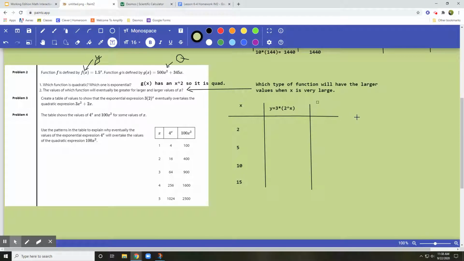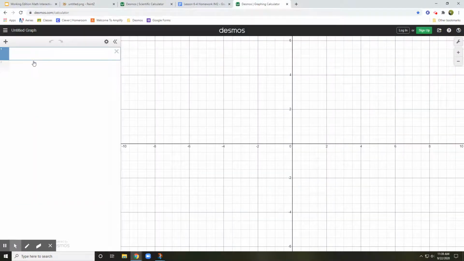And then on this one, we're going to have it go y equals 3x squared plus 2x. I wonder if there was a way to predict when it was going to overtake it. Actually, you know what you could do? I bet you could graph this. So I'm just going to go grab a graphing calculator and see when it overtakes it.